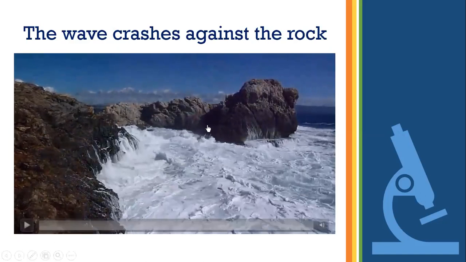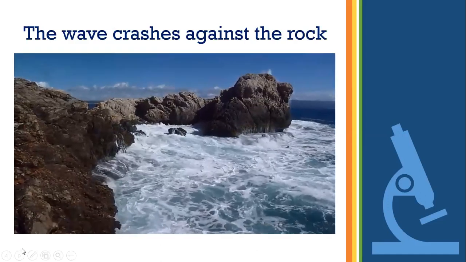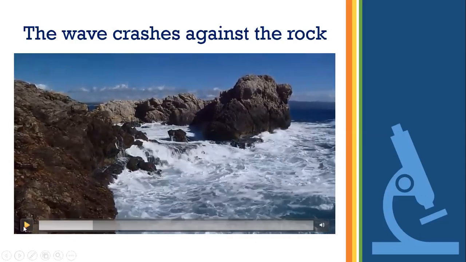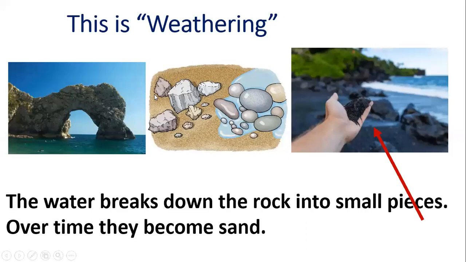So this is an example. The wave crashed against the rock. And this is weathering. The water breaks down the rock, as you can see in the picture. The water breaks down the rock into small pieces. And the water runs down and breaks some of the minerals. Over time, they become sand, as you can see here. And this is the result.